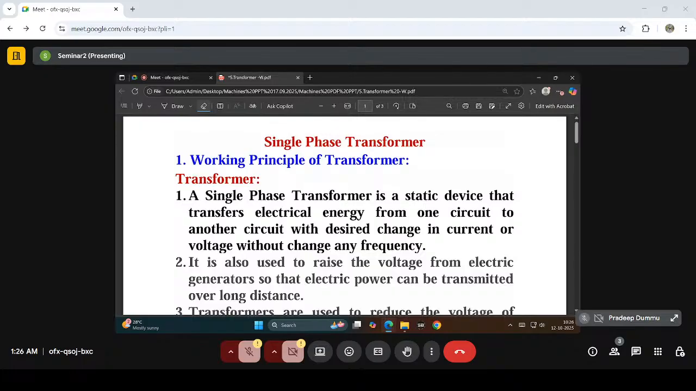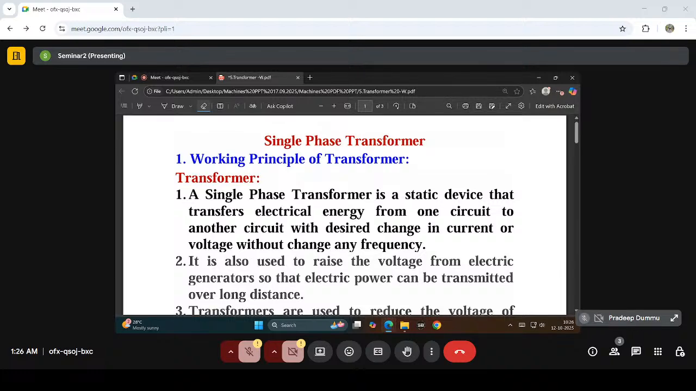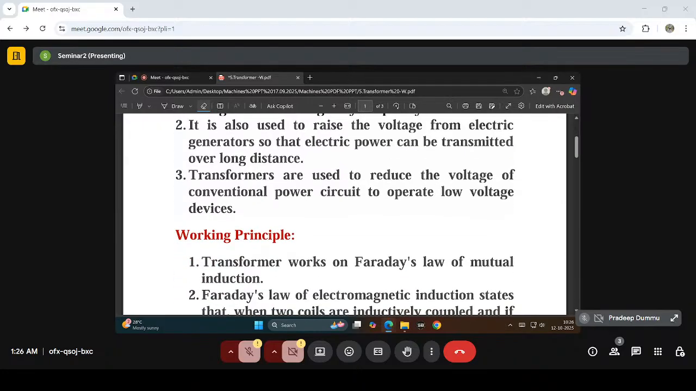From one circuit to other circuit, 220 to 6 volts. Left side one circuit diagram, right side one circuit diagram. Left side primary winding, right side secondary winding. It's called circuits. It transfers from one circuit to another circuit with desired change in current or voltage, 220 to 6, without change in frequency; frequency is same for input and output. So you write down these 3 things.